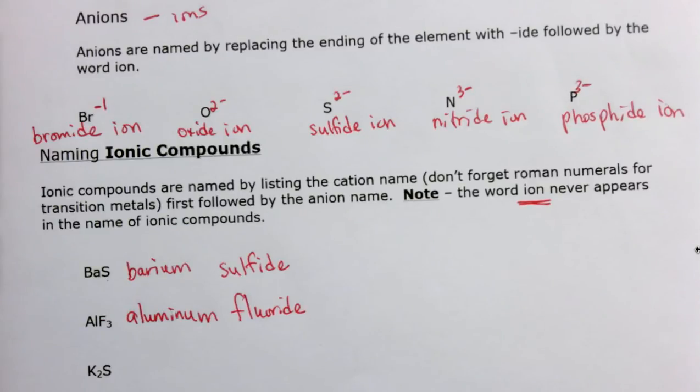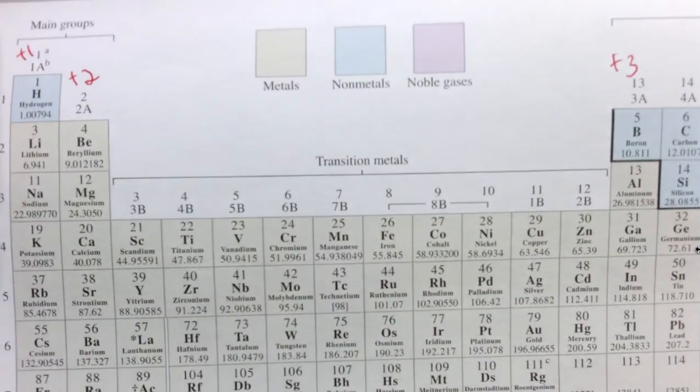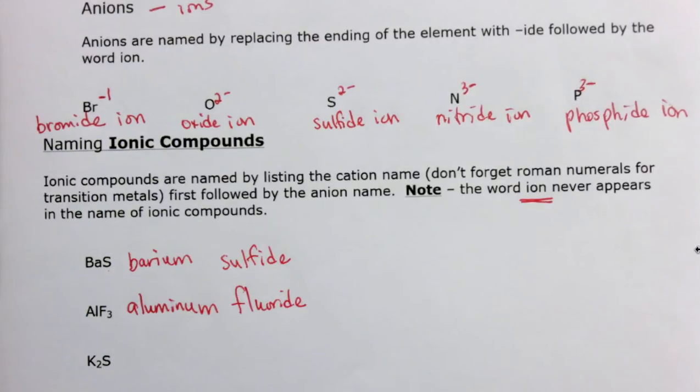I'm looking at your periodic table, and the way your periodic table has transition metals right here. So it's a metal, but not a transition metal. So that's why it's just aluminum fluoride.